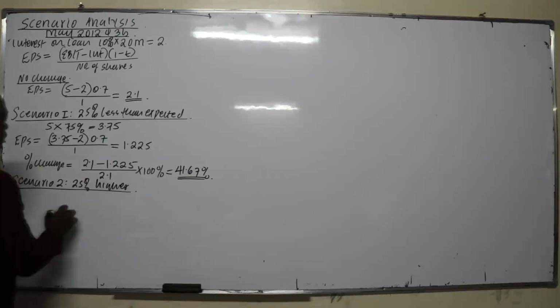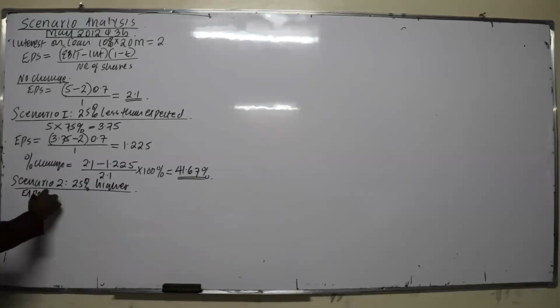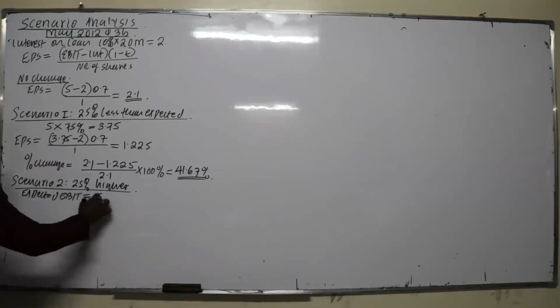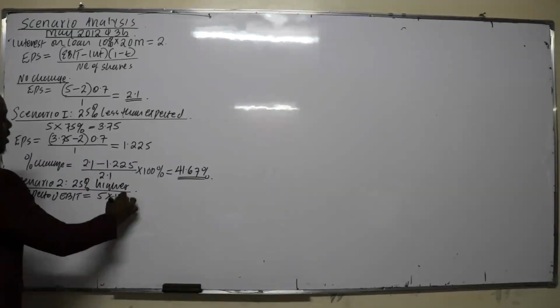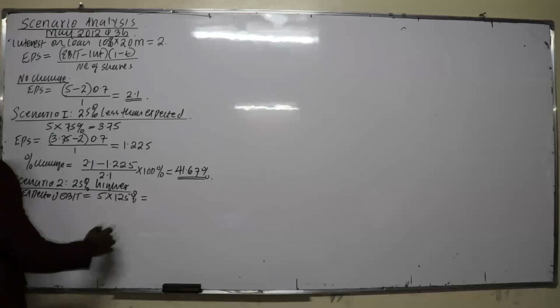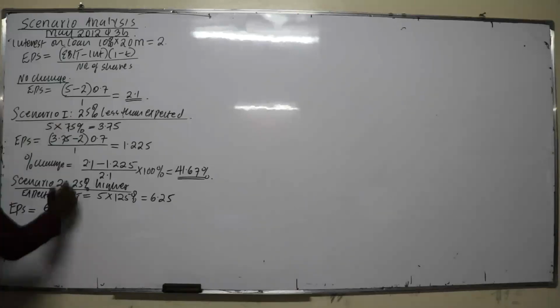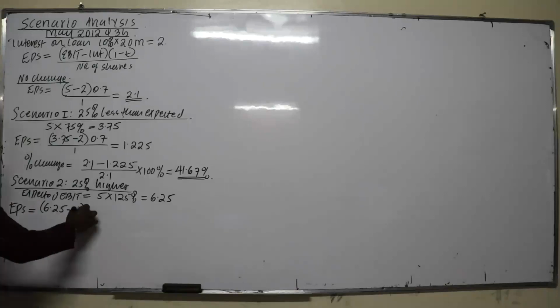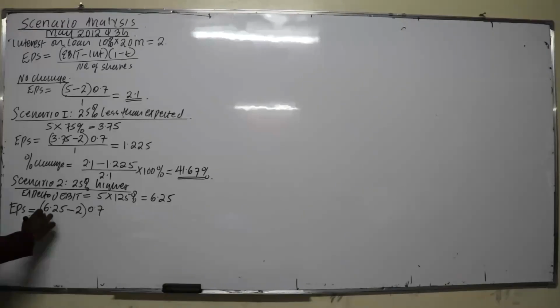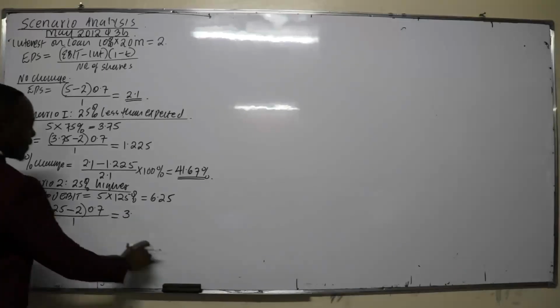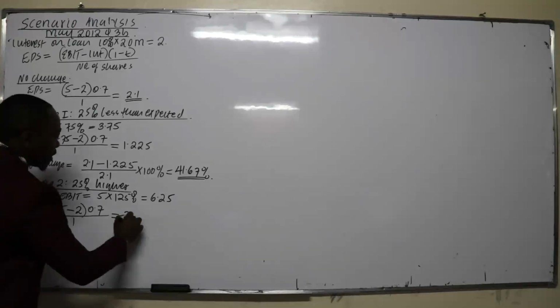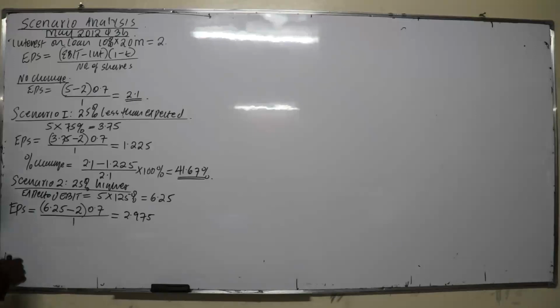So therefore, the expected EBIT will be 5, you multiply by 1.25, and you get 6.25. Good. So now let's get the earnings per share. EBIT 6.25. You deduct the interest of 2 million, then you less tax, get profit after tax. Then you divide by the number of shares, 1 million shares. So how much is the EPS? 2.975.